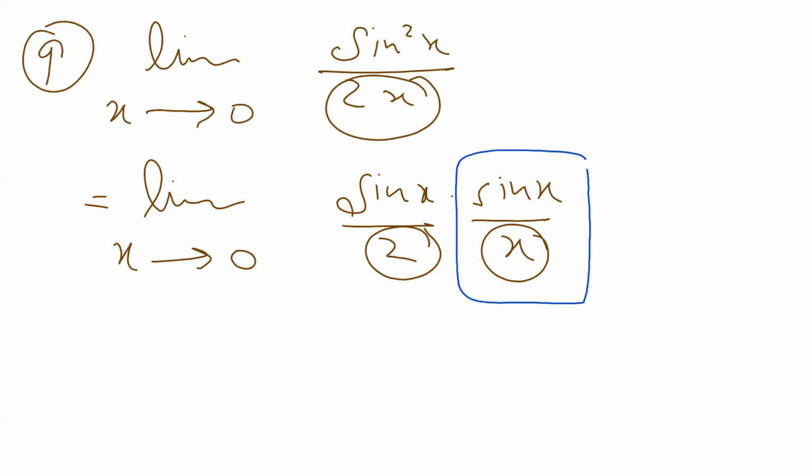Now I'm asking about this blue colored box. What is the value of this? 1. Perfect. This is 1. This red colored box, what is the answer?